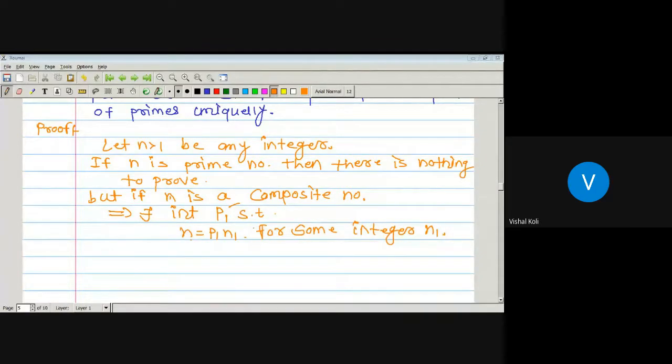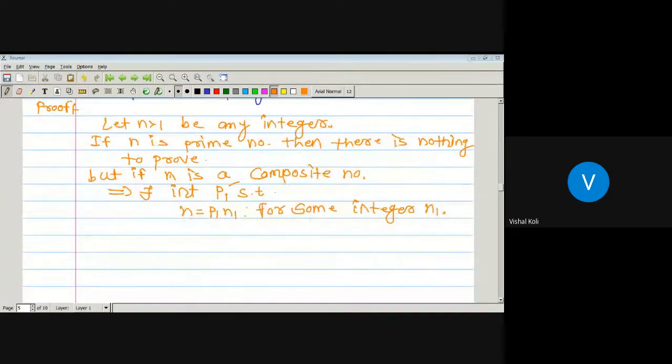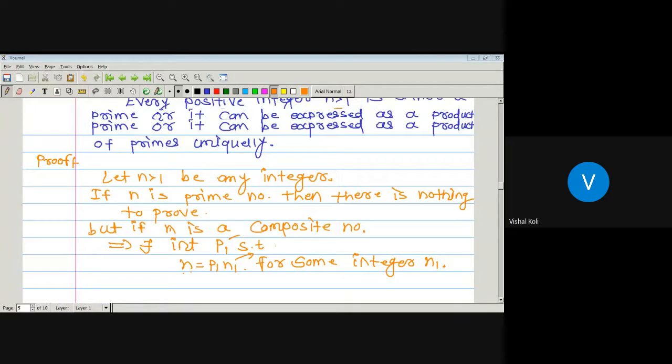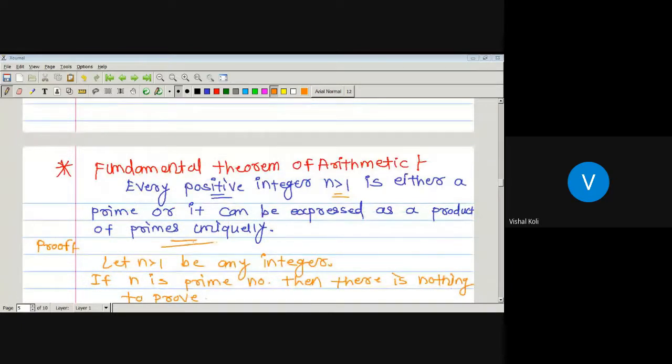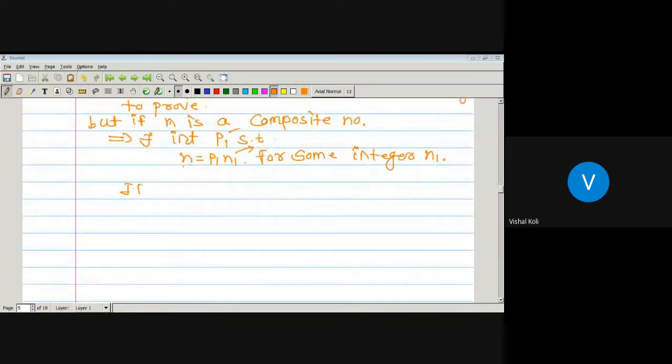Now there are two possibilities for this n1. p1 is a prime. If n1 is a prime, and p1 is also a prime, then n is nothing but the product of two primes. So here the result will be true, that is, n can be expressed as a product of primes. So if n1 is a prime, then the result holds trivially.